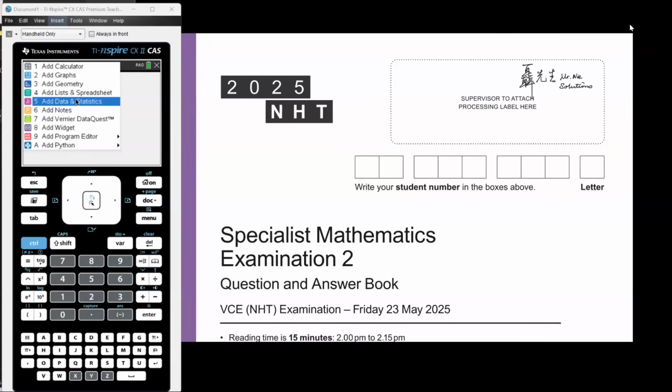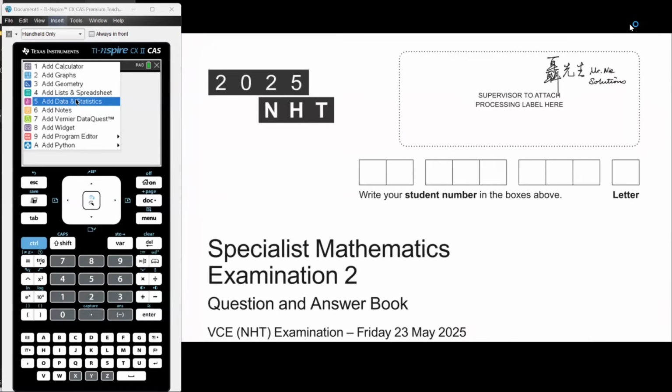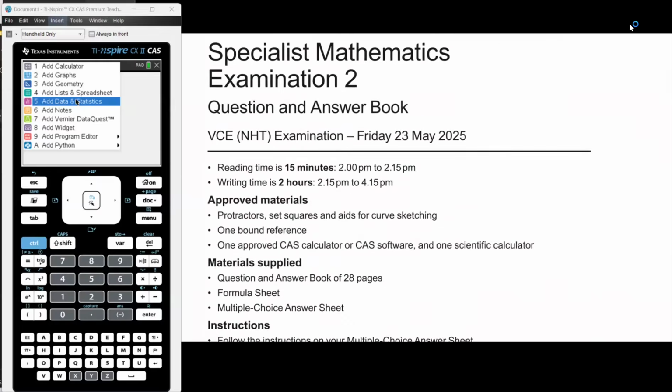As per usual years, I'll go through this NHT Specialist Math Exam 2, which was released yesterday on the VCAA website. Let's have a look at the multi-choice questions.